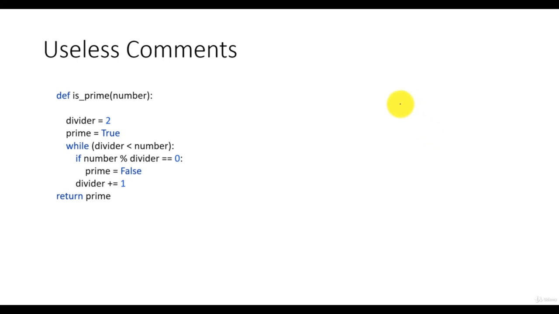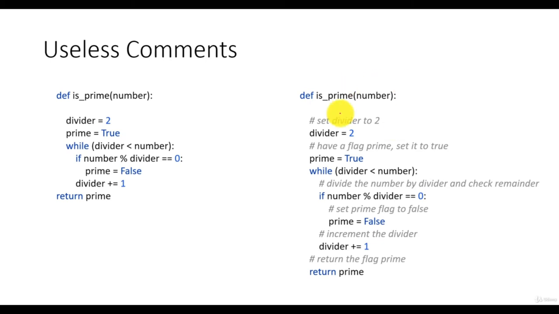Consider this function. It is a simple function to check if the given number is a prime number or not. Assume that someone has written this code and he goes for a code review. During the code review, he gets the review observation that his code does not have any comments. So he goes back and comes up with the next version of his code as this one. Now in this function, as you can see, he has simply added a comment before each line explaining what the next line is doing. Such comments are useless comments.